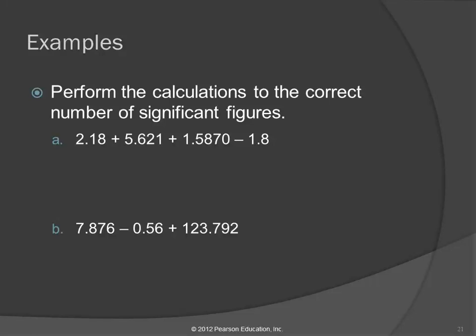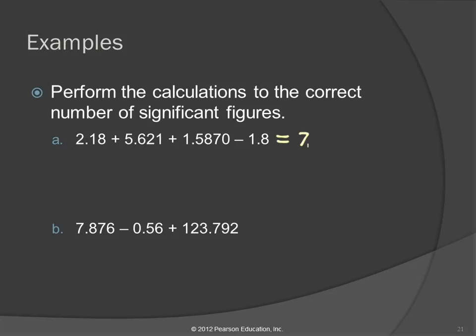So we're going to do some examples here with the significant figures and the different operations. Perform the following calculations to the correct number of significant figures. The first thing to do is to use your calculator and just do the math, which I did not do ahead of time on this slide. So 2.18, get your calculator out if you don't already have it out, plus 5.621 plus 1.5870 minus 1.8 equals. And then write down what your calculator says.